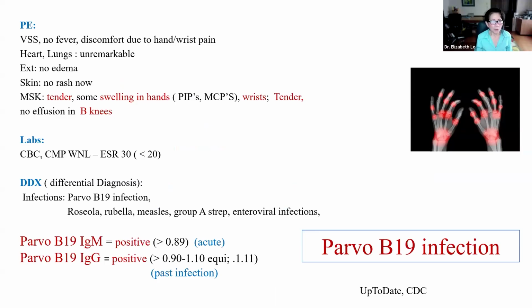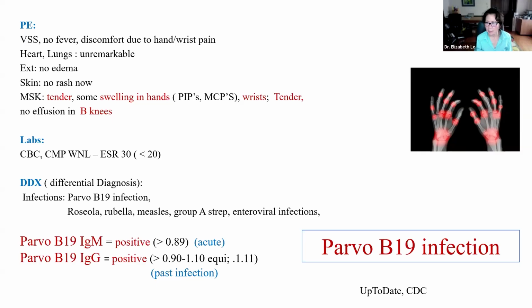So we're doing a physical exam of this patient, this young woman. Her vital signs are stable. There's no fever. She has discomfort in her hands and wrists due to pain. Her heart and lung sounds are unremarkable. In the extremities, there's no edema. Skin, right now, there's no rash. But on musculoskeletal exam, you feel her hands, and they're tender and there's some swelling in the PIPs and MCPs.